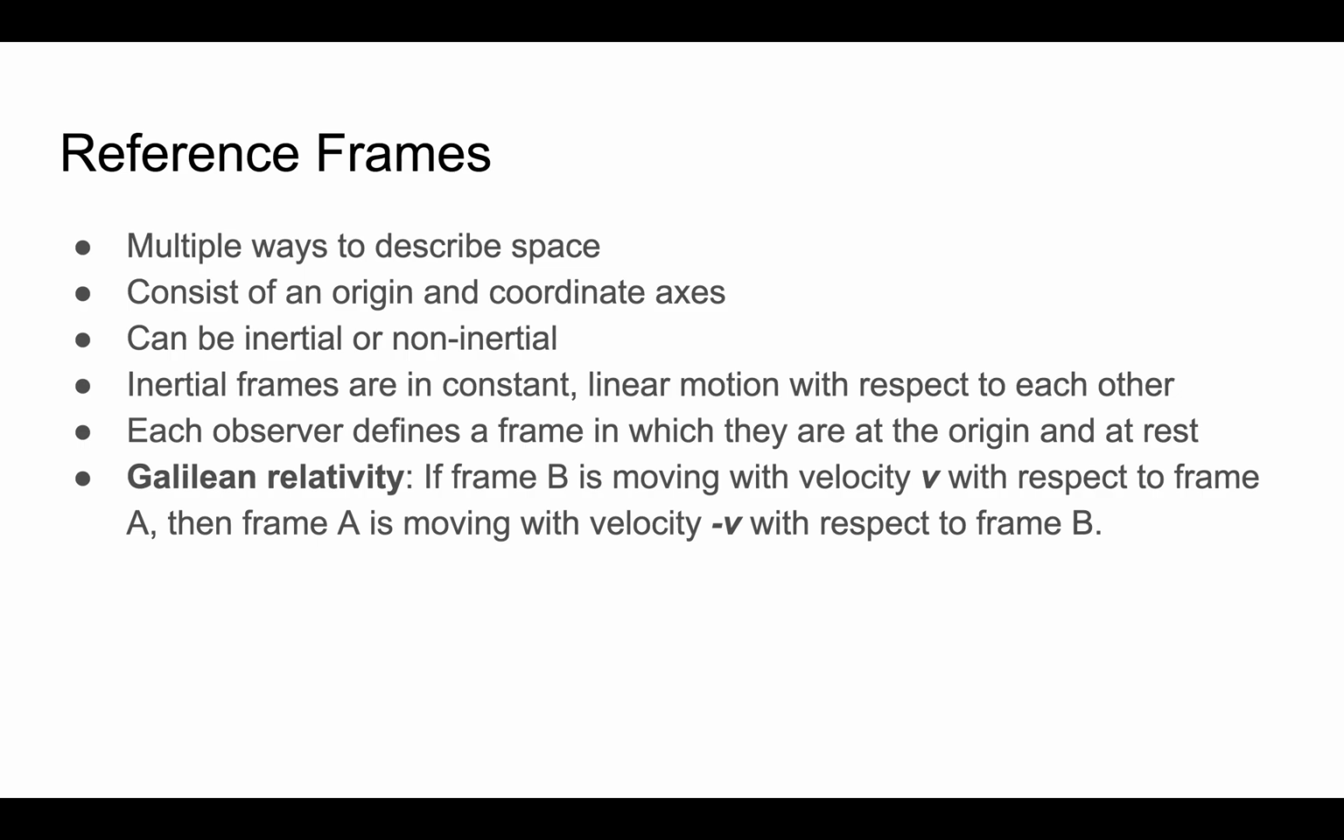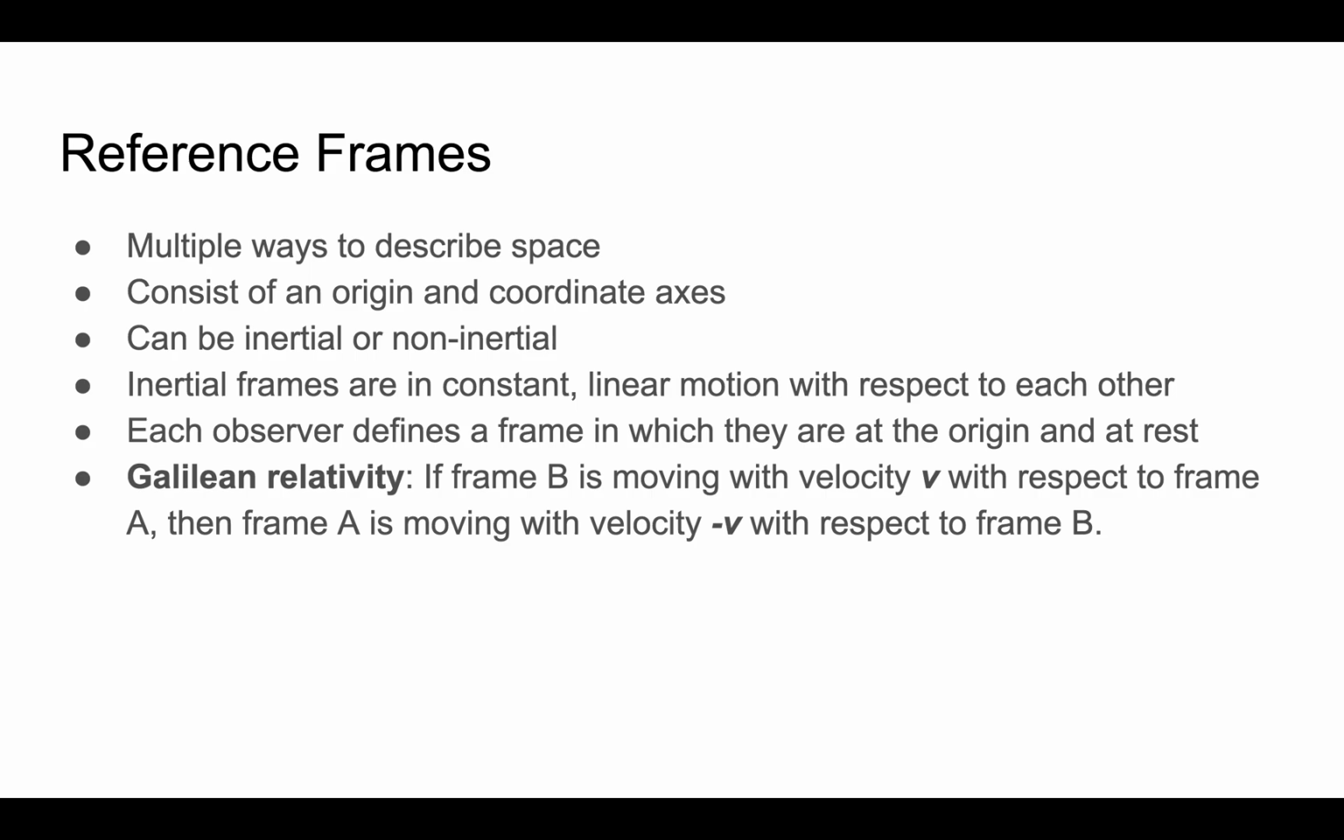So finally we have the idea of a reference frame, and this is a very critical concept in not just Newtonian mechanics, but in special and general relativity as well. So basically the idea is that we have multiple ways to describe space, right? Like I can say, I have this coordinate system and you can have another coordinate system, and neither of us will agree on what our coordinate systems say. So we call each of those our frames.